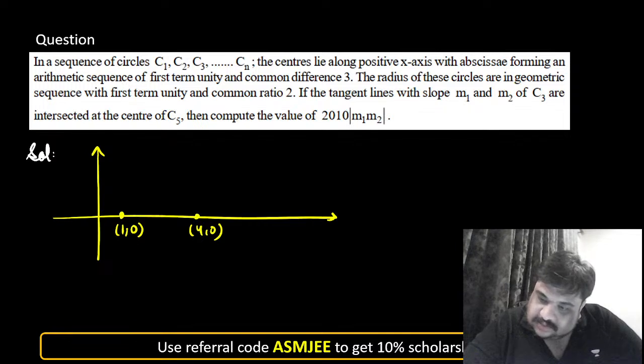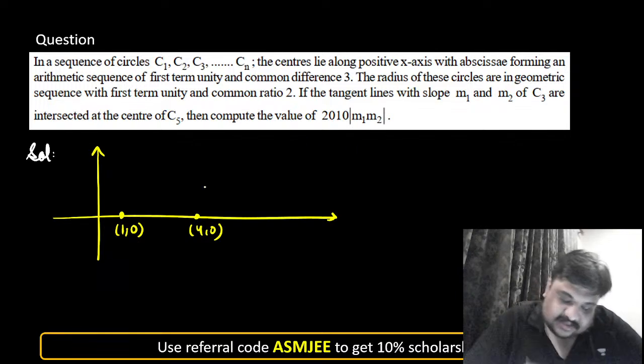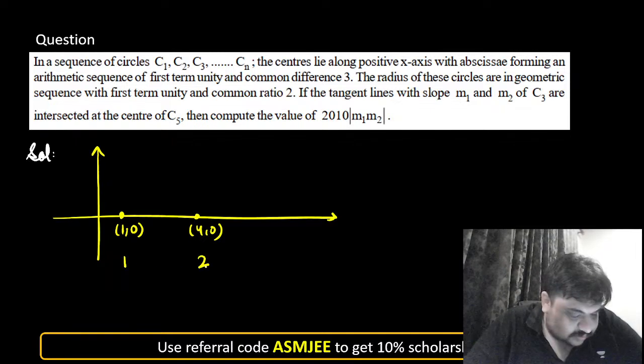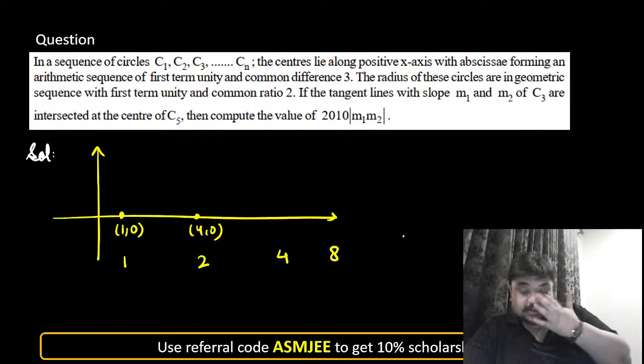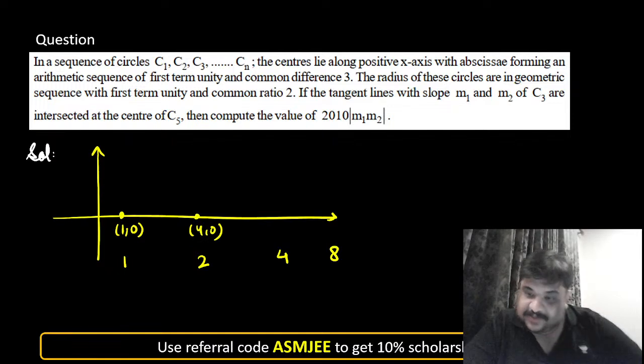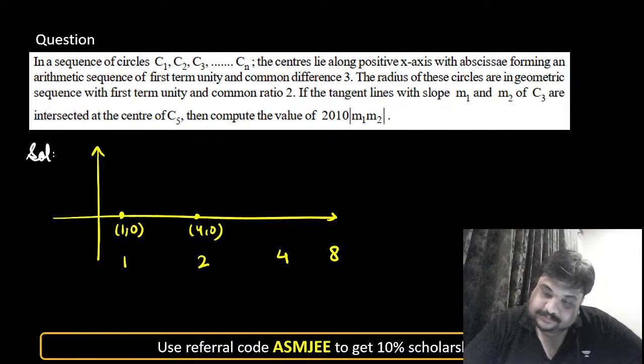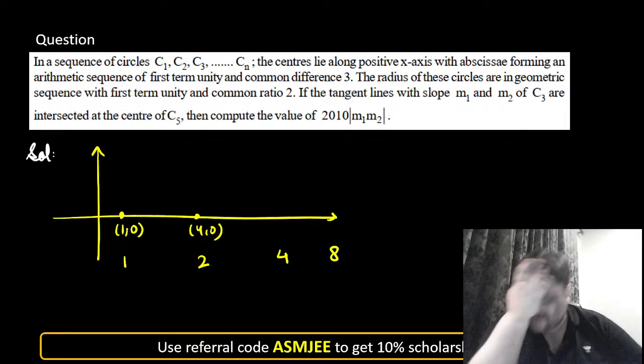The radii are in GP. So the radius is 1, 2, 4, 8 and so on. Radius is like this. Now tangent lines with slopes m1 and m2 of C3 are intersecting at the center of C5.